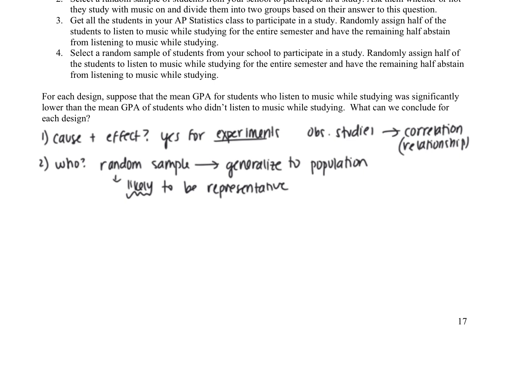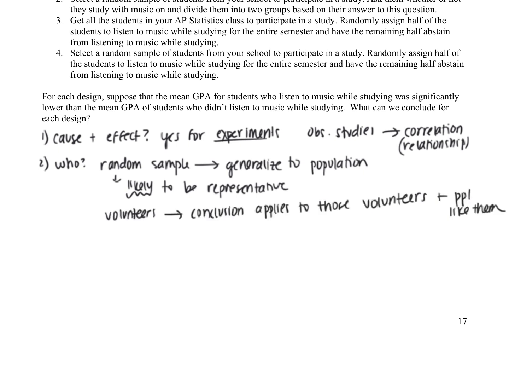Okay, if it's not a random sample, so if you just take anybody that volunteers to be part of your study, then the conclusion applies to those volunteers and people like them. So that's what you're asking yourself. Was it an experiment? Yes or no? Was it a random sample? Yes or no?